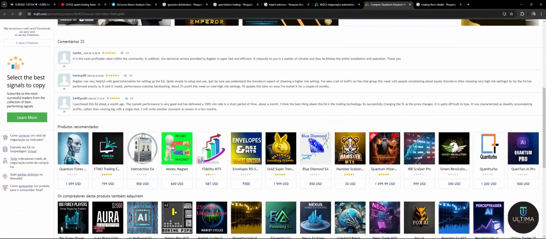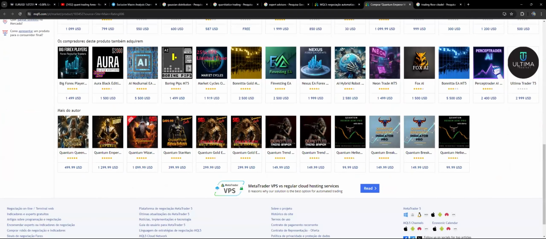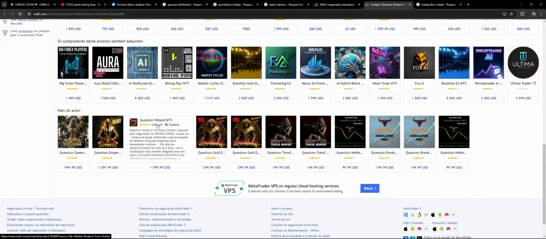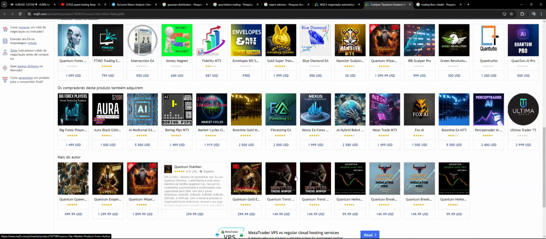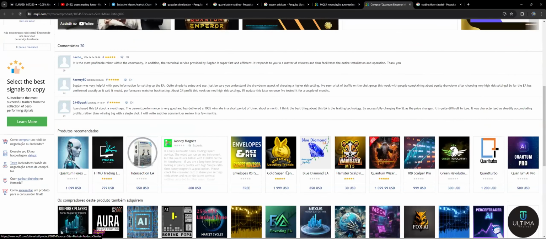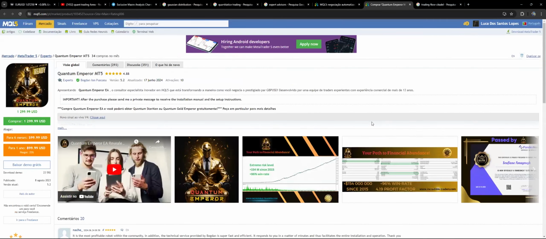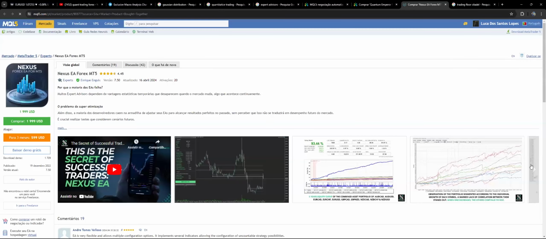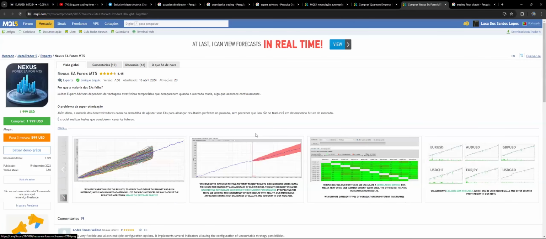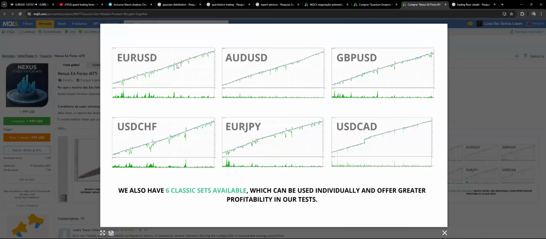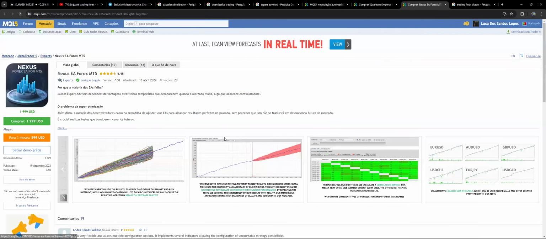Because that's easy. Stop for a minute and think with me. This guy here is making 154 million. Randomly picking another one, I don't know which one I've picked, but anyway, this one. Let's see the equity curve. Look at the Euro dollar equity curve, Aussie dollar, GBP USD, all good equity curves.